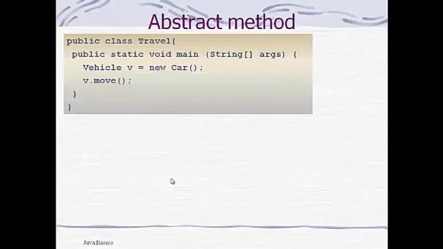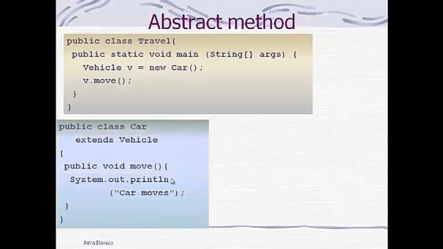Abstract method. We have created an object of Car and assigned it to a variable v of type Vehicle, and we are calling a method move. So we have a method move in Car, but it has to be either in Vehicle because we are calling the method move from Vehicle.